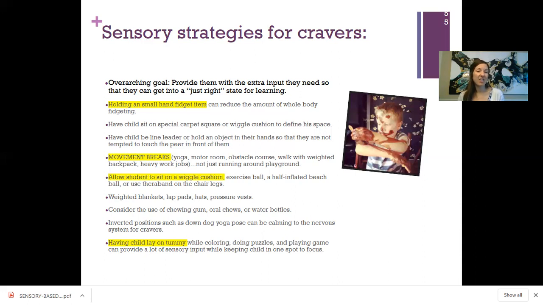And then again, lying on their tummy is a lot of extra sensory input, which we talked about. It's also nice because lying on your tummy helps you focus. You're going to be a lot less tempted to get up and run across the room and choose something different when you're lying on your tummy and your little project is right in front of your line of vision.